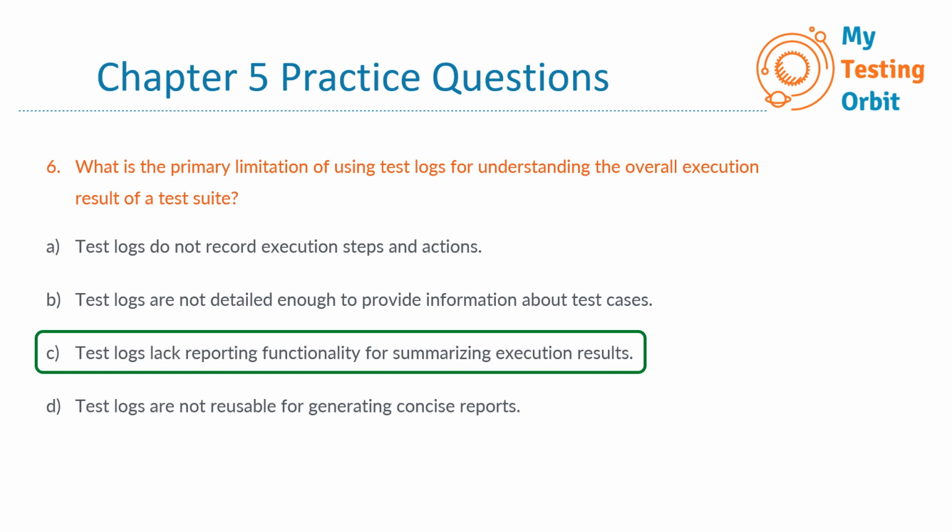Okay, now let's have a look at the incorrect options. So option A, this is not the primary limitation, as test logs are designed to record execution details, including steps and actions. Hence, this is an incorrect option. Then option B. Okay, so test logs are generally detailed and they do include information about test cases. So this is not the primary limitation. Then we have option D. Test logs are typically reusable and they provide structured data that can be used to create concise and meaningful reports about test execution results. Hence, this is incorrect as well.